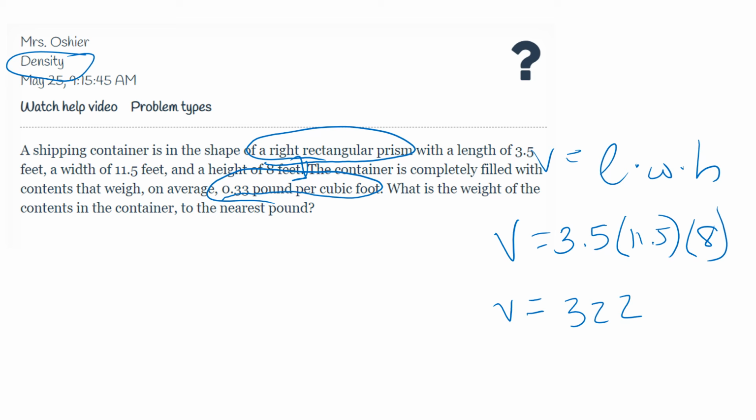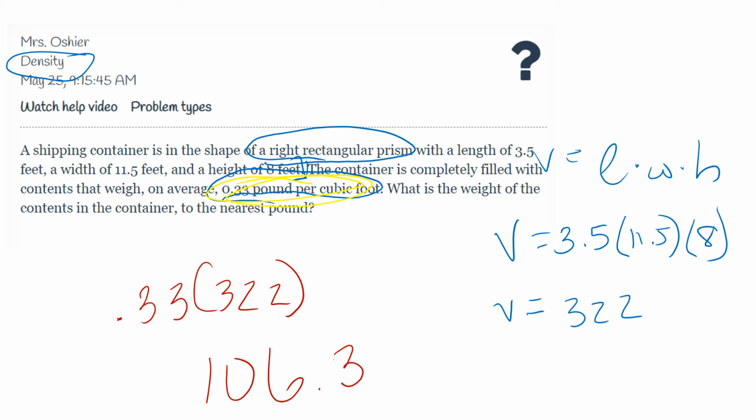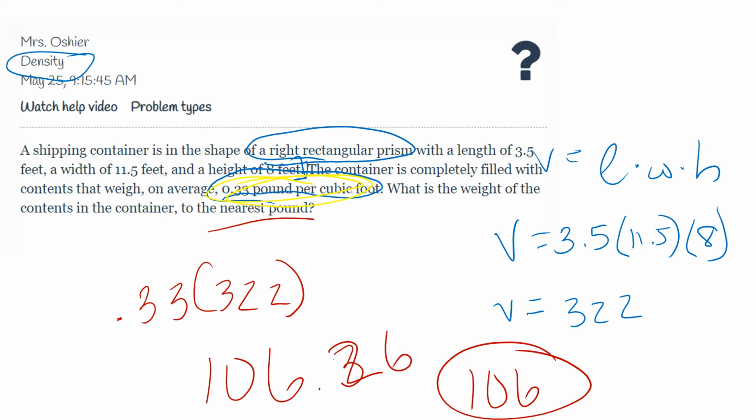So then to deal with this part right here, I'm simply going to multiply the 0.33 pounds per cubic foot times that cubic foot amount that I have. So I multiply the volume by what they give me for the density, and I end up with 106.26. They want it to the nearest pound, so 106 pounds would be my final answer.